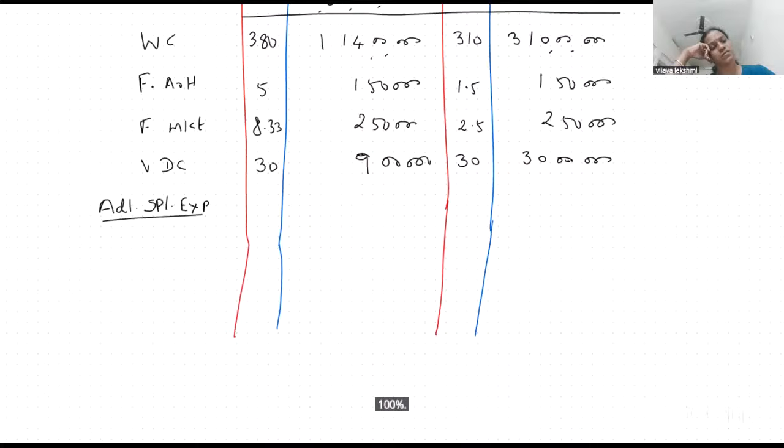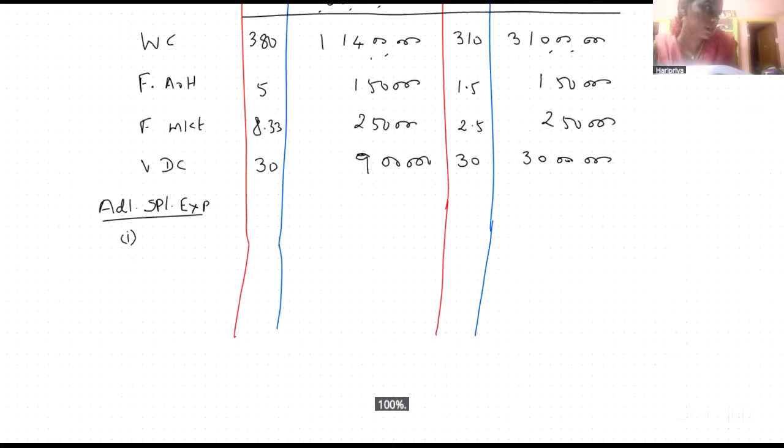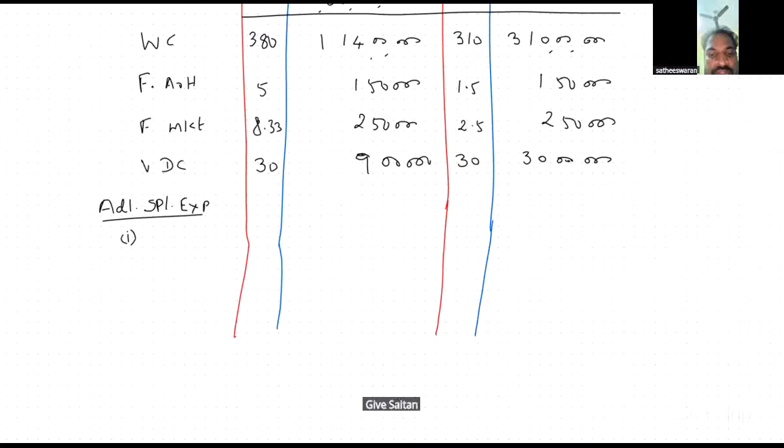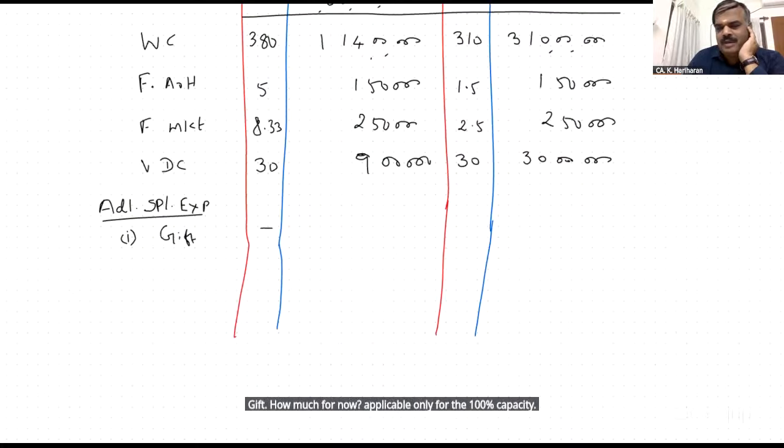What is the first additional expense? Gift items, costing around 30 per unit of sale. Applicable only for the 100% capacity. 30 per unit into 1 lakh is equal to 30 lakh.